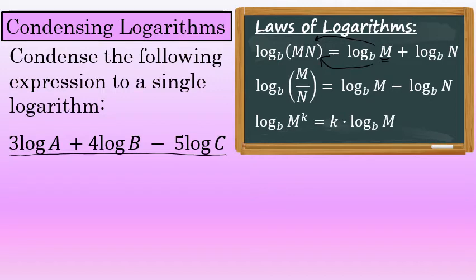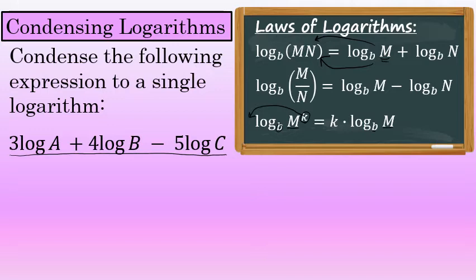And we'll also be using a property that states that if you're taking the log of any base of something to an exponent, that exponent can be moved to the front of the logarithm. Log of any base of m to the k is equal to k times that logarithm of m.